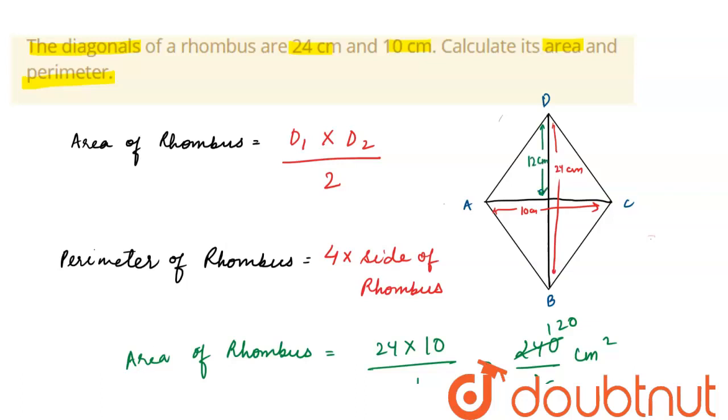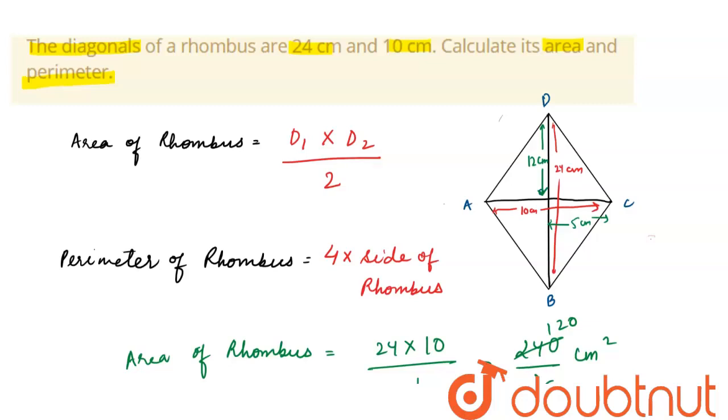Okay, this will be 12 centimeter, and here we have AC, which is also a diagonal, and both diagonals bisect each other. So this part will be 10 divided by 2, 5 centimeter. Okay, so using this we will find the side of the rhombus.